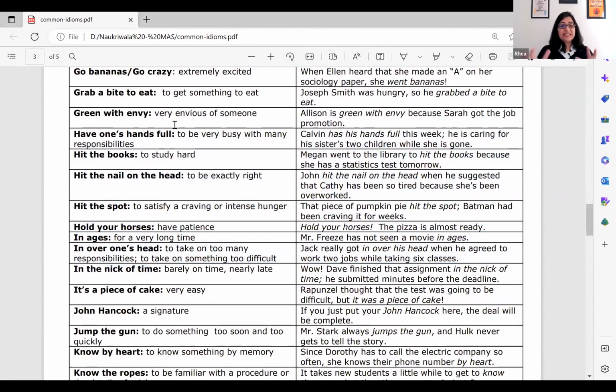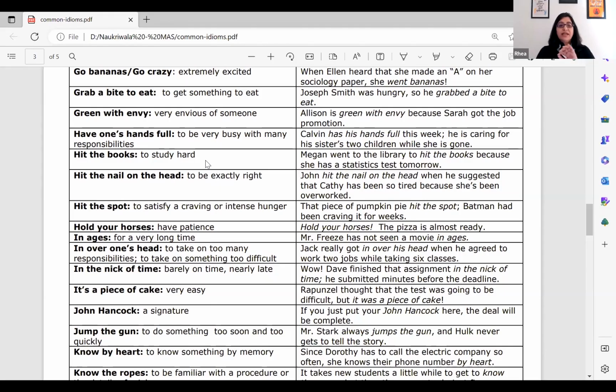Green with envy. I turned green with envy means I was really jealous, because the person got something which I did not have. Right? Have one's hands full means I have so much work that I'm really, really busy. I can't take up more work. Hands full means I cannot take up more work. Calvin has his hands full this week, means he's very busy this week.